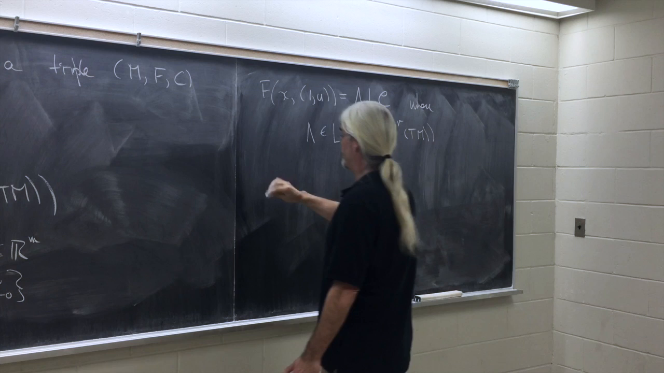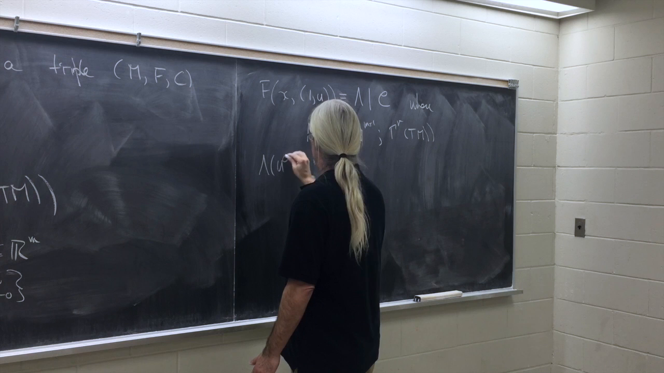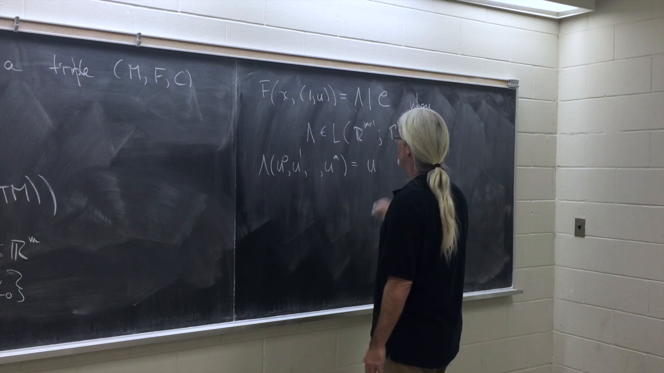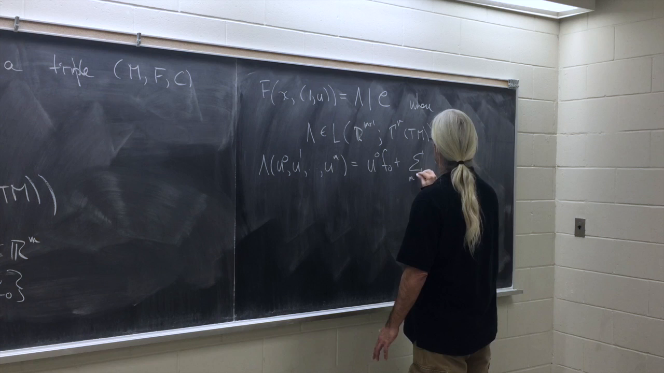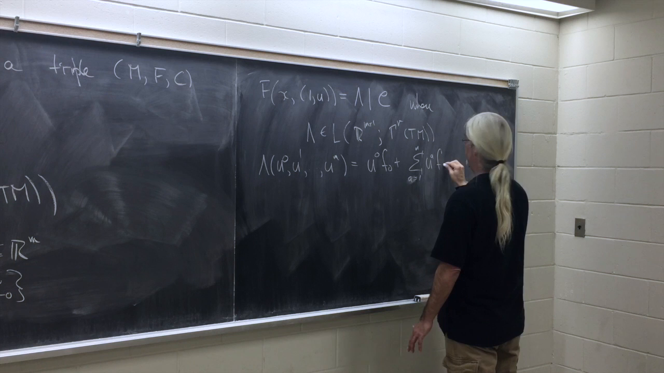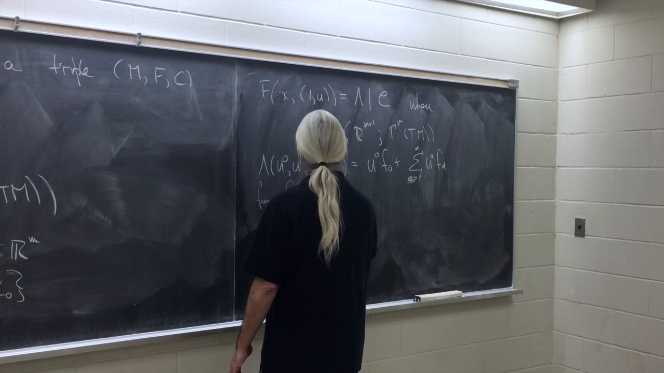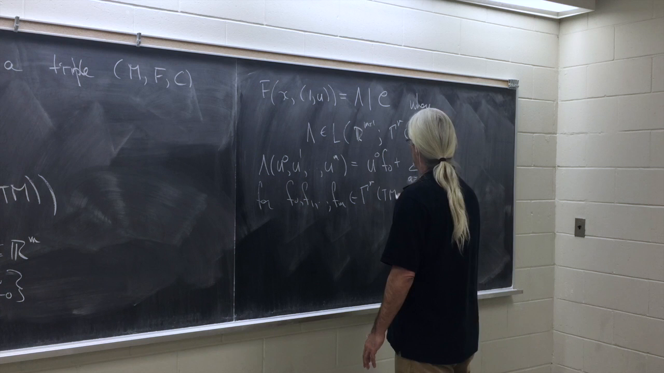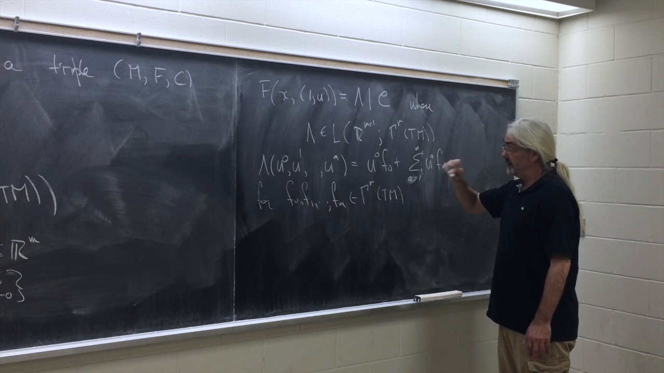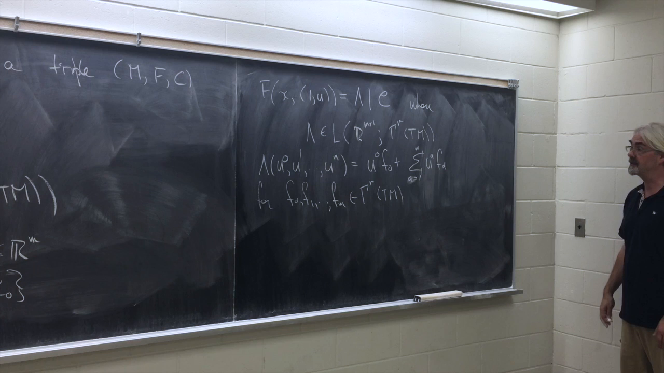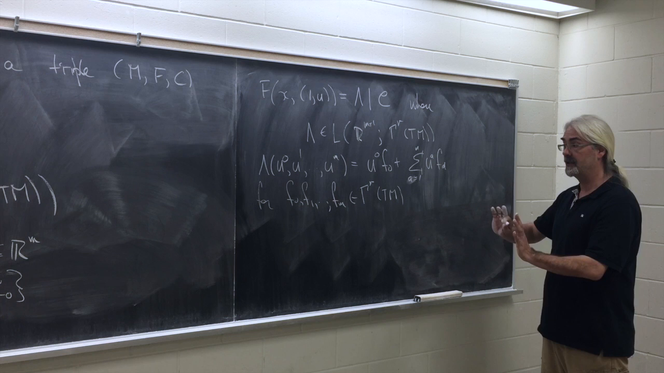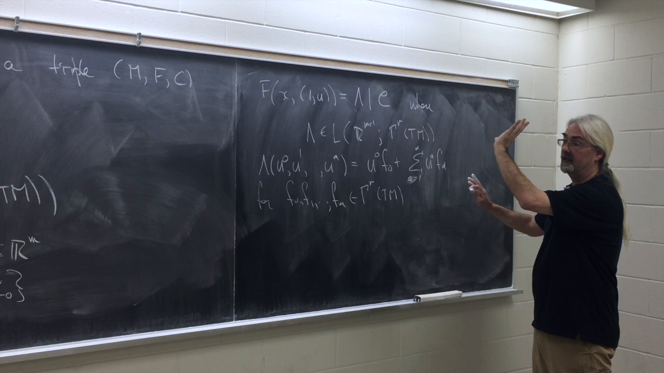So lambda of (u^0, u^1, ..., u^m) is u^0 F_0 plus the sum of u^a F_a. And these F's, the little F's here, are of course C^ν vector fields. So this map is continuous because maps from finite dimensional locally convex spaces are always continuous. So that captures control affine systems in our classification of linear control systems.